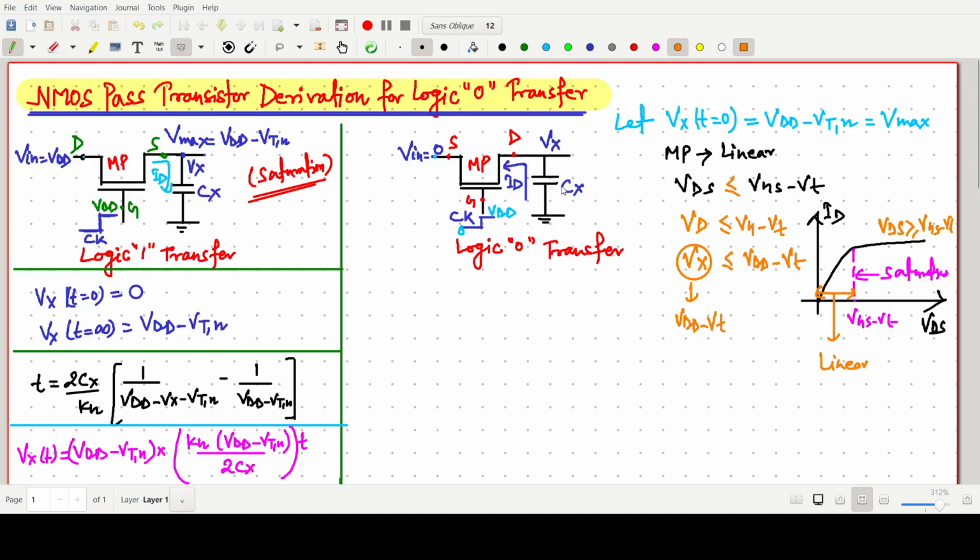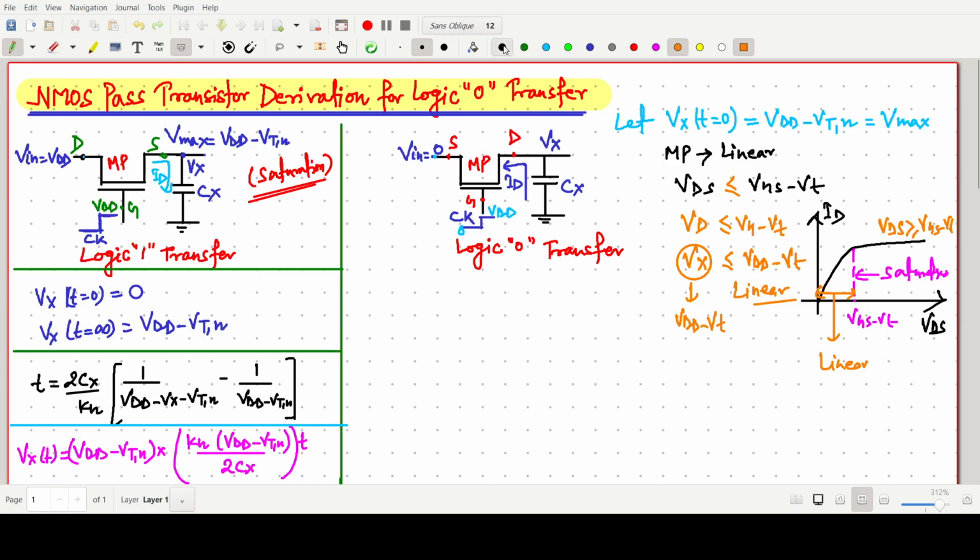So when it is just less than this value, it will become the linear region. That's why, in this case of logic zero transfer, this transistor will be in the linear region. So ID will be in the linear region, because this capacitor starts discharging through this side. So now what can we do?